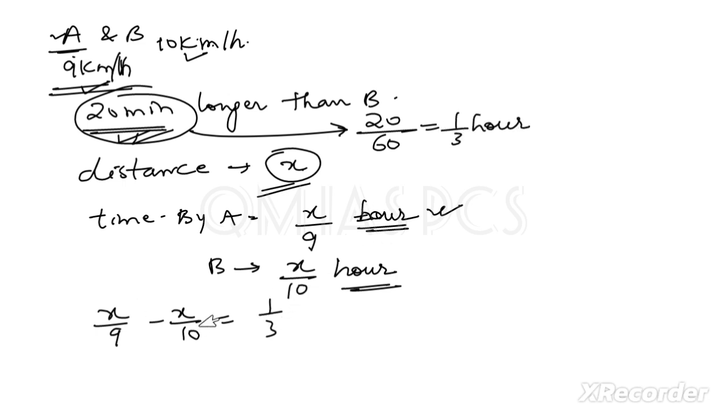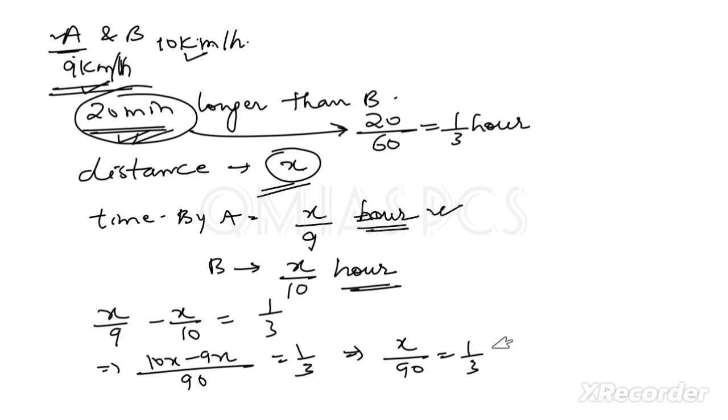Now we have to calculate; it's a simple calculation. Here the common denominator is 90, so it is 10x minus 9x, which is equal to 1 by 3. So finally, x by 90 is equal to 1 by 3. So x is equal to 90 by 3, so it is 30. 30 kilometers will be our answer.